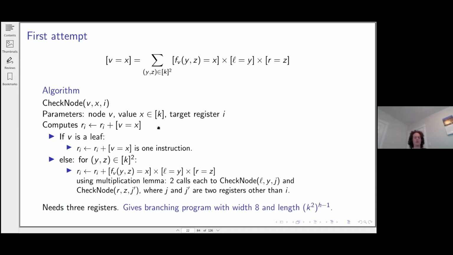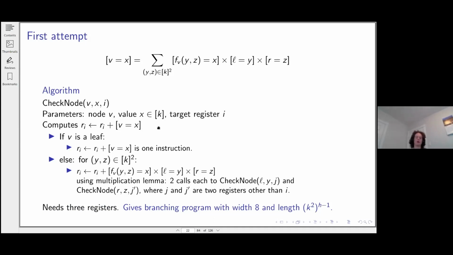Now the length of the branching program, oh, I forgot to update. Okay, so the length of the branching program depends on the number of recursive calls we're making at each level. So at each level, we're making 4 times k squared recursive calls. So that means over the h minus 1 levels of recursive calls we're going to do, we end up with a length of 4k squared times h minus 1. So there's a small error on the slide.